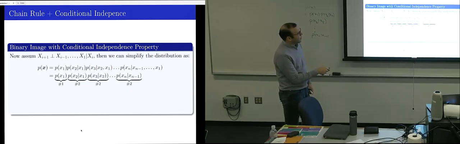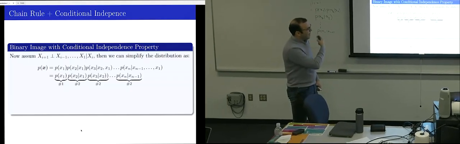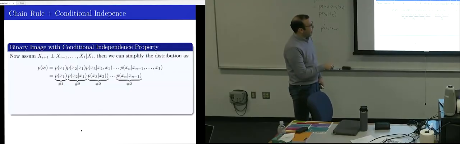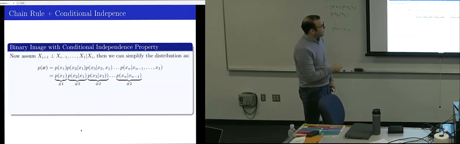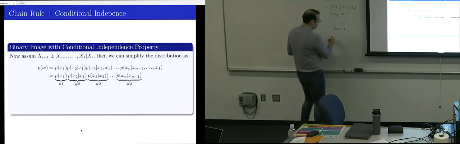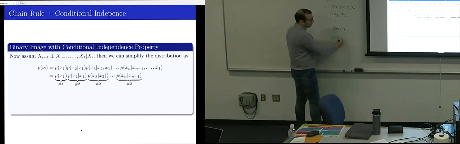But assume that I can write the chain rule and then assume that given the previous one, the pixel is independent of the past except the previous. What happened here? The P of x1 has 1 parameter because it is a Bernoulli, 0 or 1. P of x2 given x1 has 2 parameters. Why? Because it is this distribution.